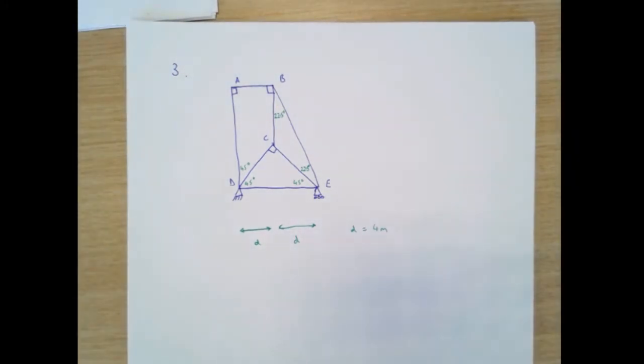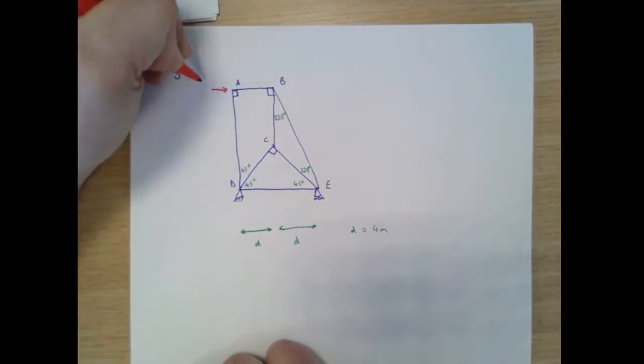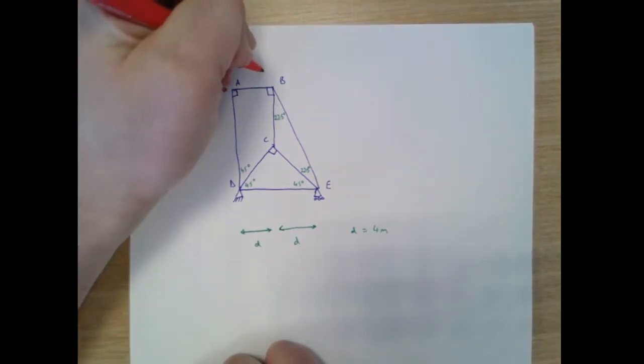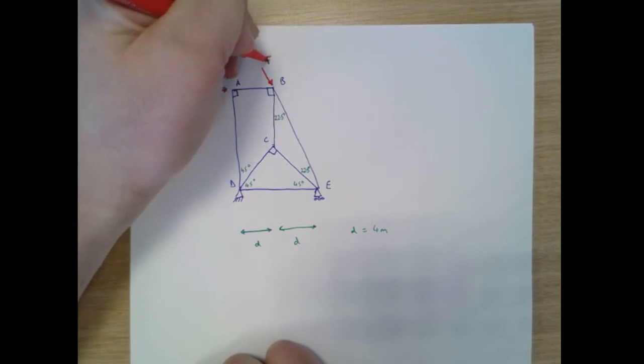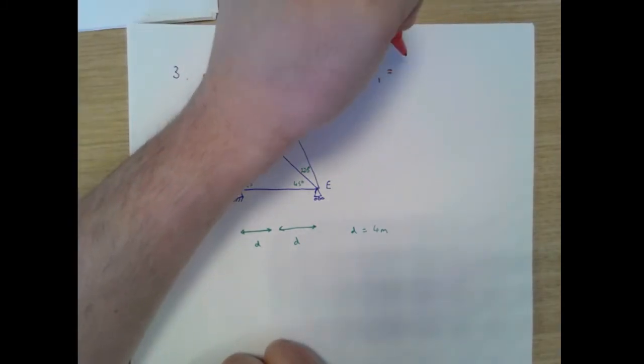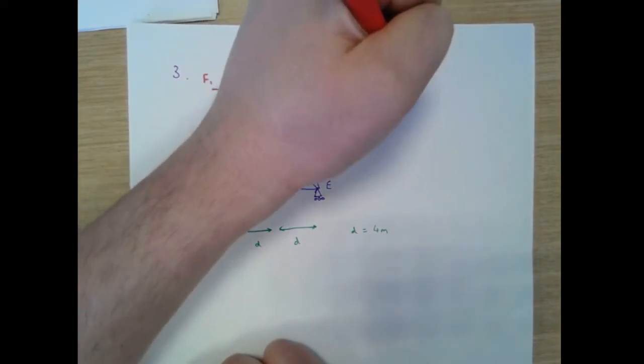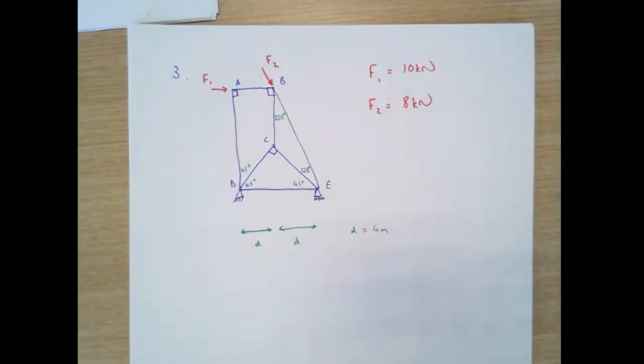And then the last thing, we've got F1 and F2. F1 equals 10 kilonewtons and F2 equals 8 kilonewtons. And that's all just coming straight off the question paper. Okay.